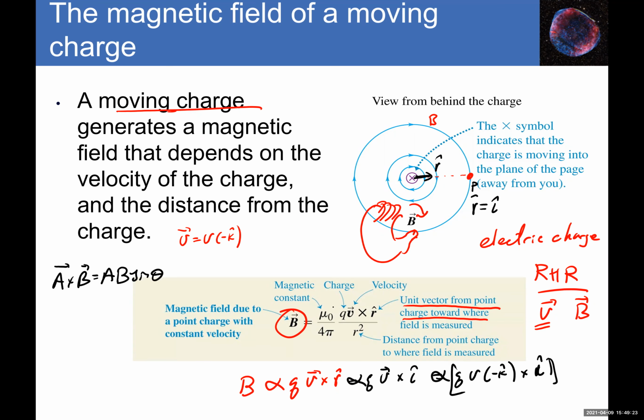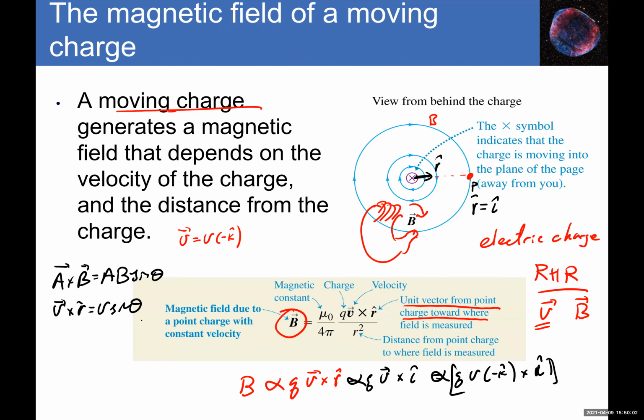So v cross r hat can also be written in terms of the magnitude of v, the magnitude of r hat, which is always 1, then sine of theta. That means it becomes v sine theta. If I have the magnitude of the velocity, I can calculate the magnitude of the magnetic field, because at the end of the day, I can get the direction for the magnetic field by using the configuration.